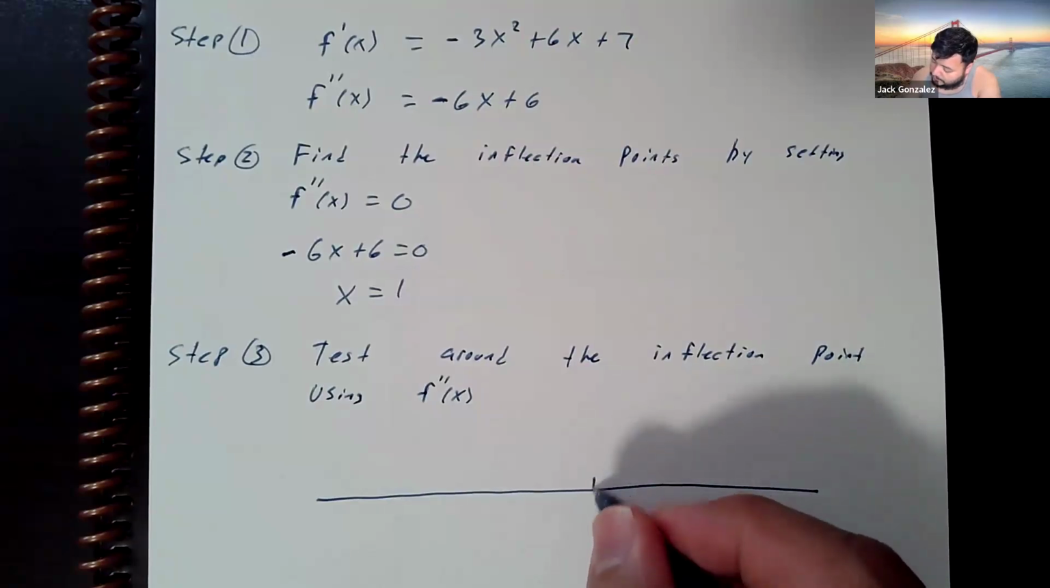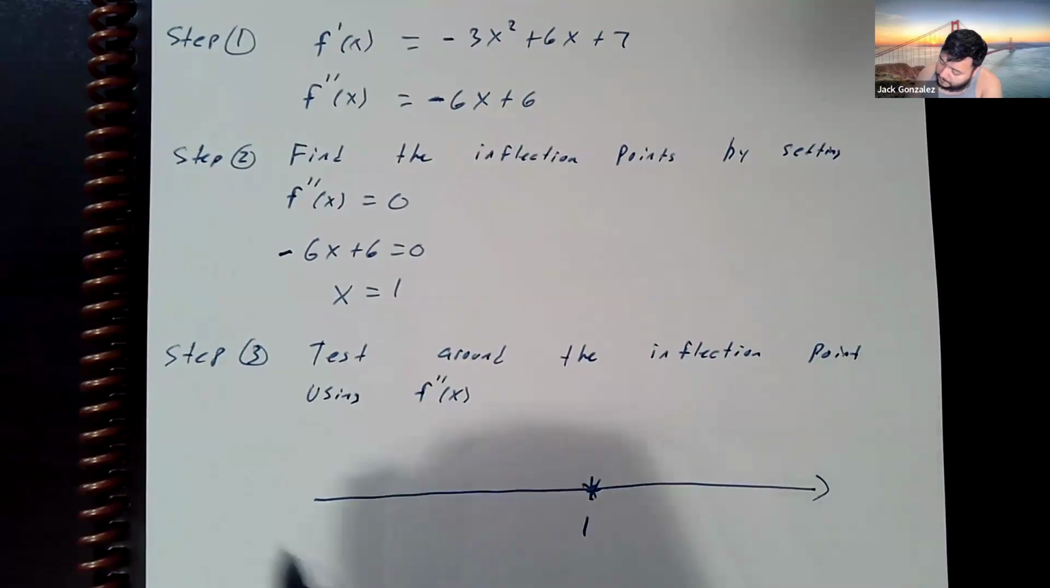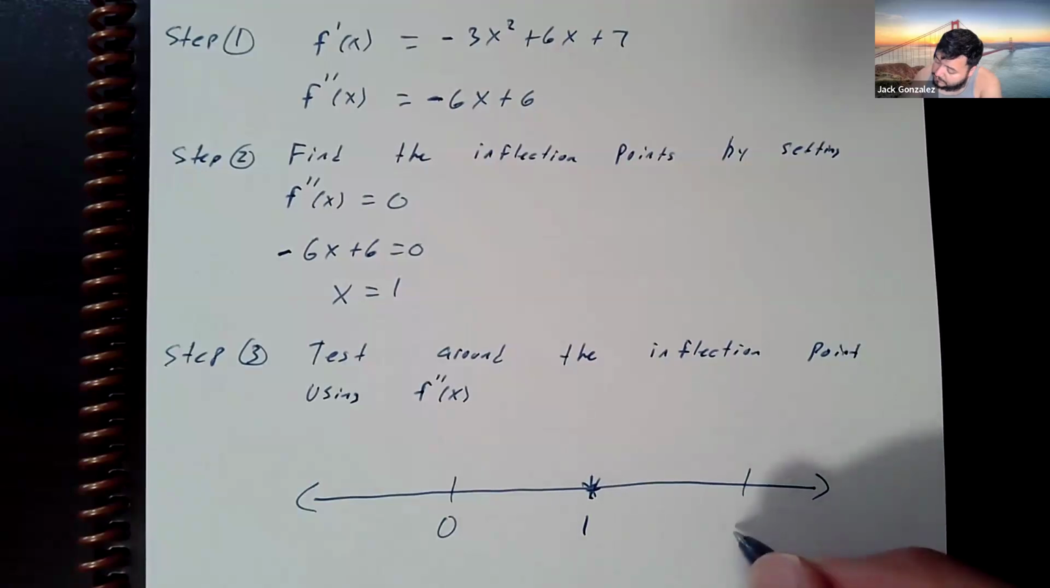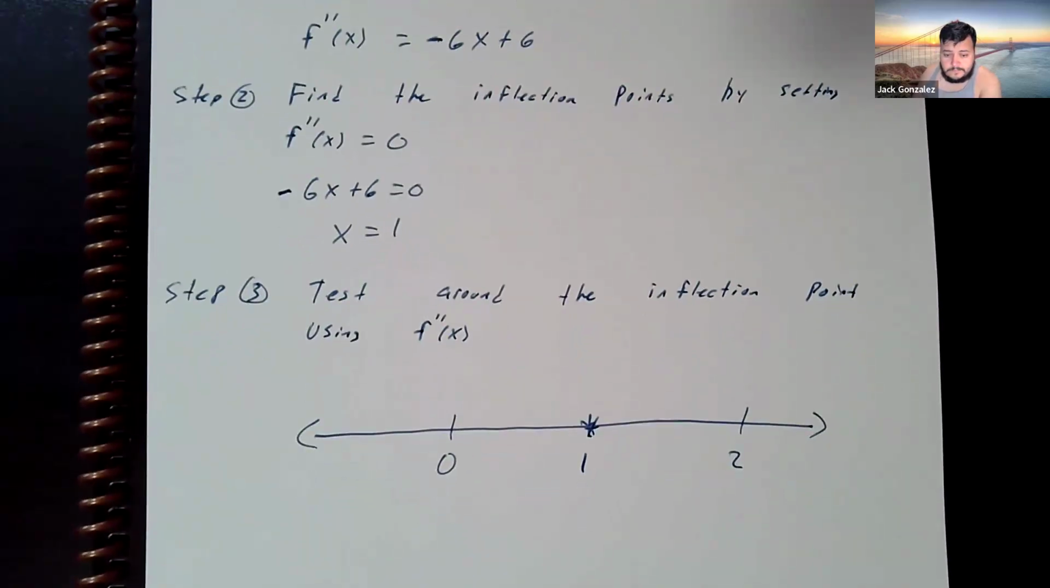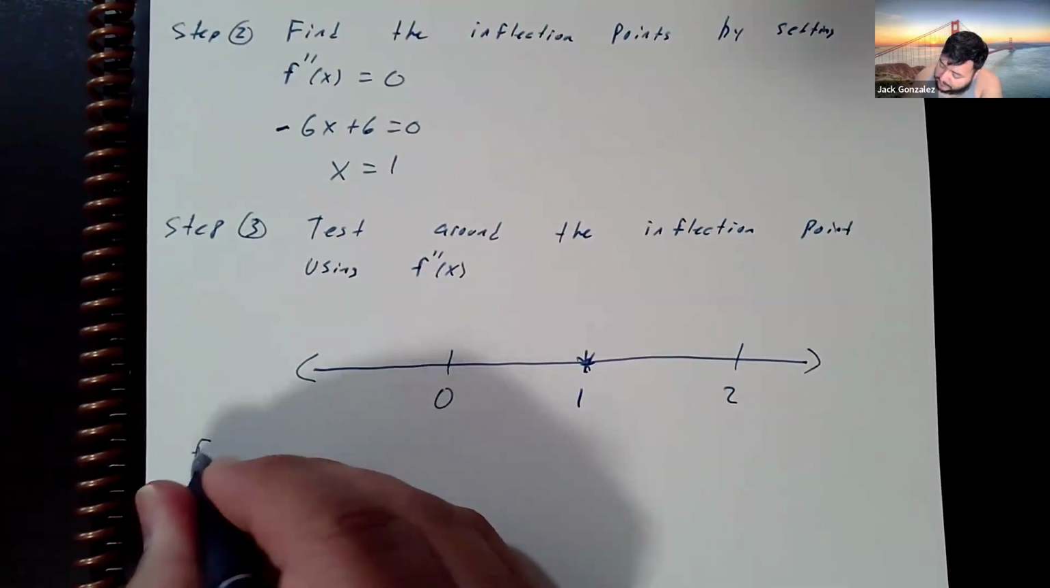Okay, so we got 1 as my special number. And then we have, I don't know, we could pick 0, I guess. 2. Just some simple numbers. So plug these numbers into your second derivative.